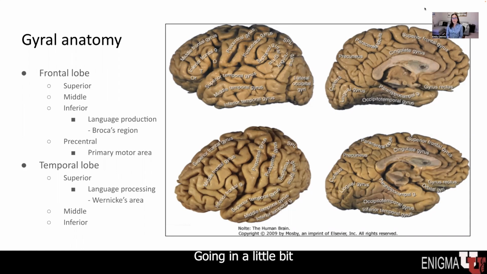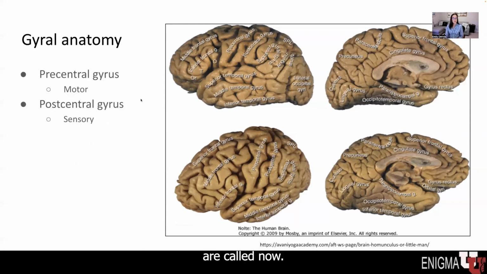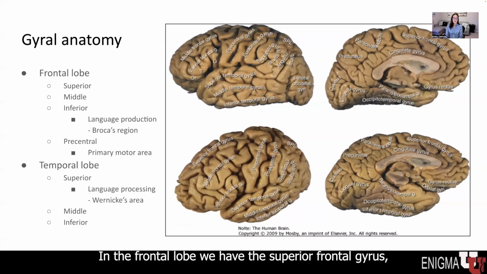So going into a little bit more detail on the cortical anatomy of the brain, again, understanding that there are individual differences, there are a number of structures that are represented in some form across most individuals. So we're going to go over what all of these gyri are called now. In the frontal lobe, we have the superior frontal gyrus, the middle frontal gyrus, and the inferior frontal gyrus. You'll see that for the most part, the names of these gyri make sense with where they are.